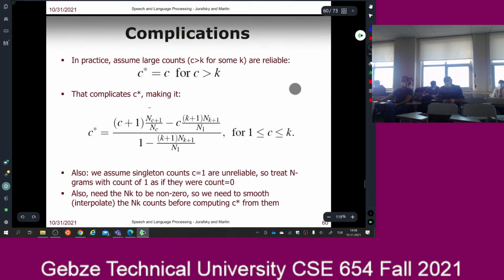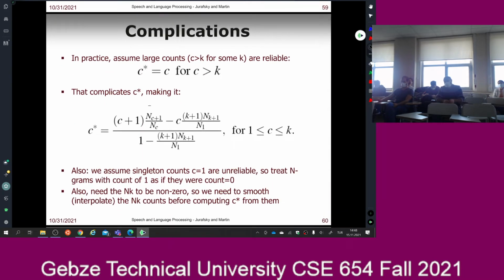For that, they have developed this kind of approach. For the values between 1 and some k, maybe 10, use this formula for the recounting. For the other ones, use whatever you had before.